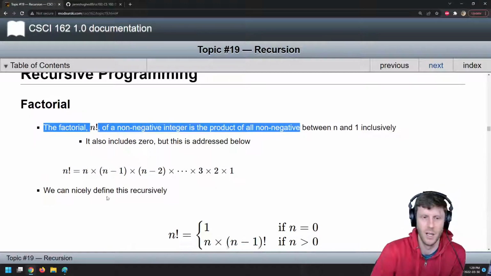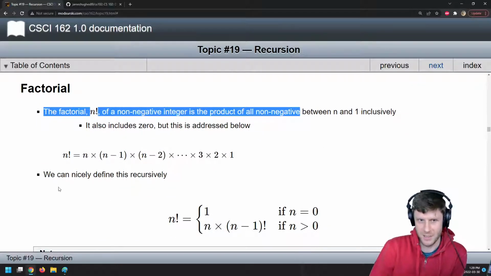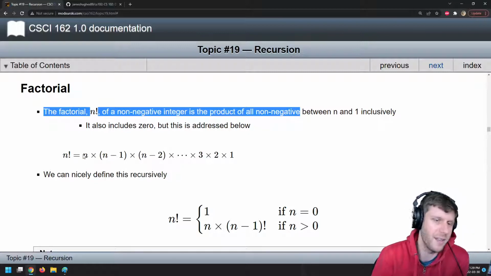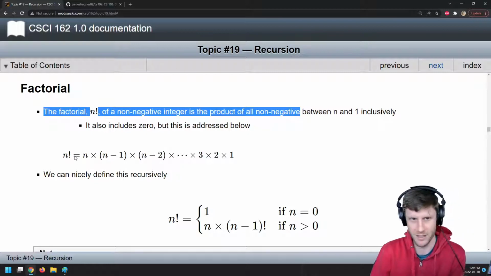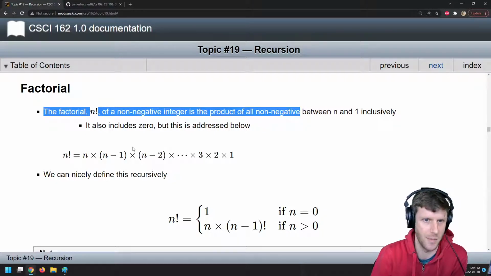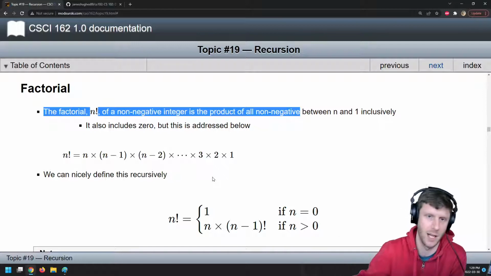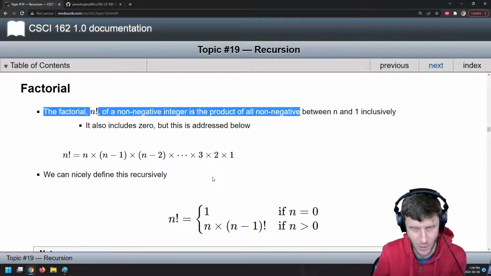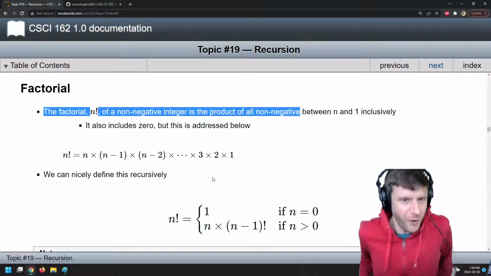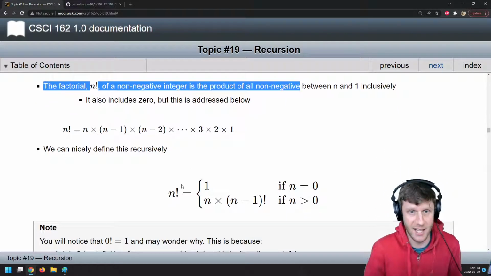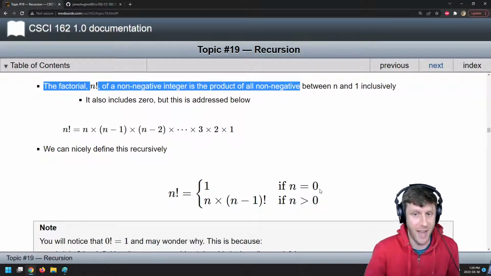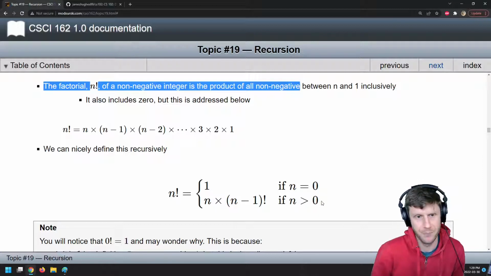Okay. We can nicely define this. So this is n factorial. If I wanted to know what n factorial is, well, that's n times n minus 1 times n minus 2 times n minus 3 times n minus 4, times, times 3 times 2 times 1. Okay? But we define this mathematically, recursively as, well, n factorial: if n is 0, it's 1. If n is greater than 0, then it's simply n times n minus 1 factorial.